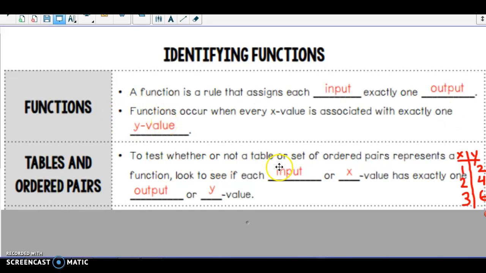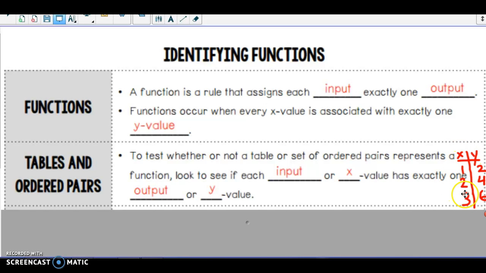To test whether or not a table or set of ordered pairs represents a function, we can look at each input, or x value, to see if it has exactly one output, or y value. This is an example of a function right here in this table. Each x value is doubled to create the y value.